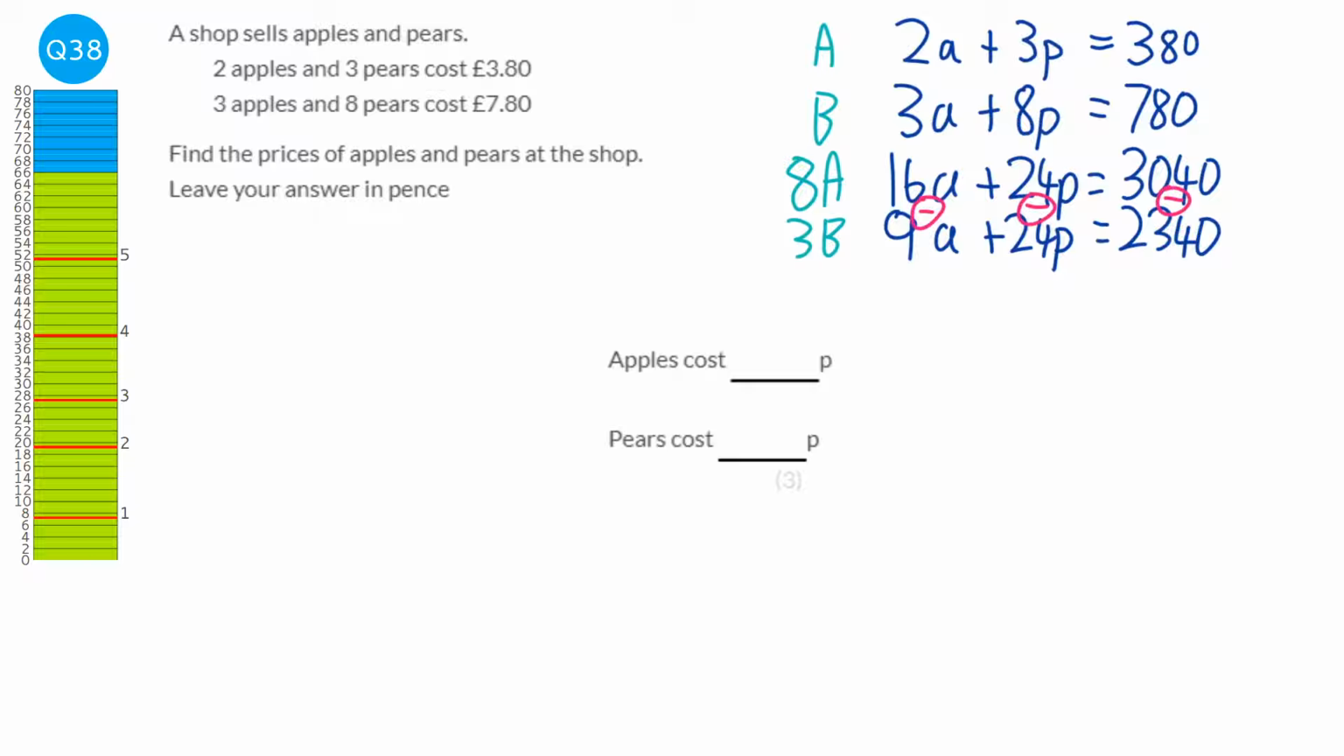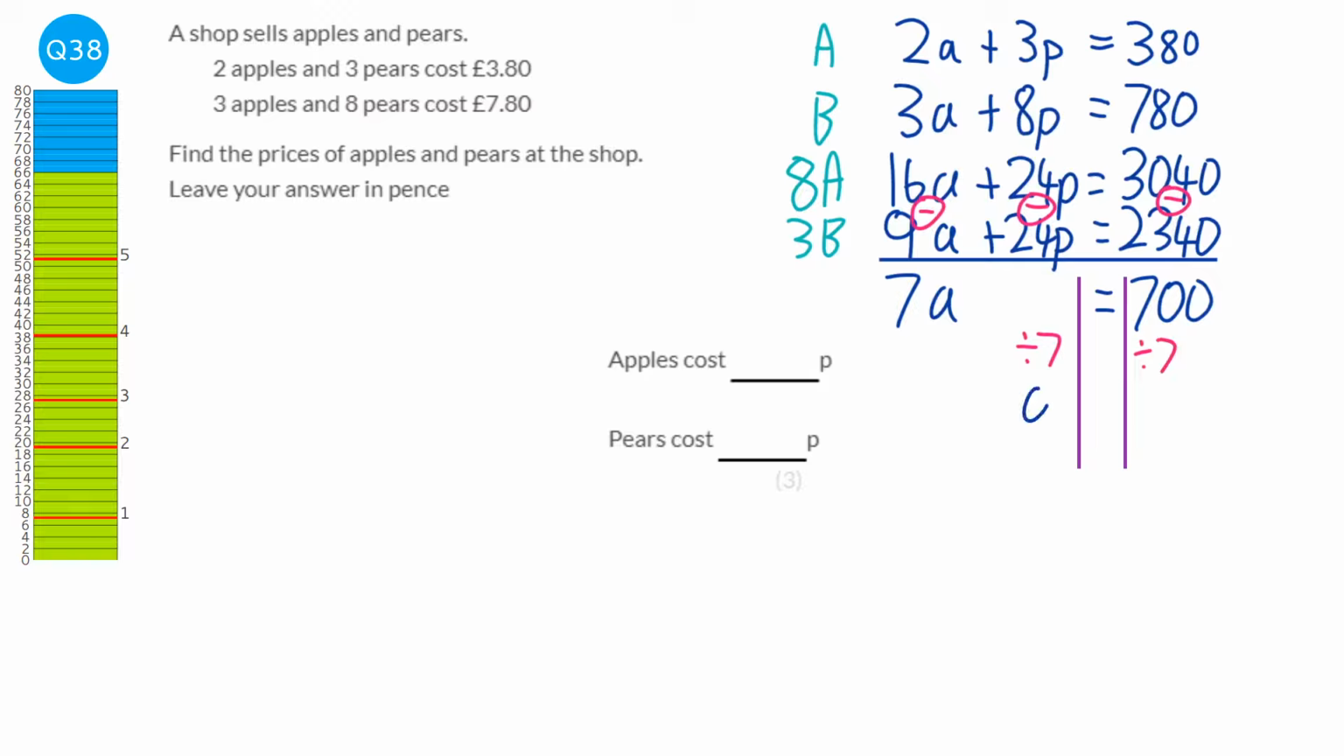So we're going to start off by doing, and I can just do a little line here to show what we're doing. So we're subtracting going downwards, and we're going to do 16a take away 9a, which will be 7a, 24p take away 24p, which is nothing, which is why we did that, to eliminate them. And then 3040 take away 2340 will be 700. Then I can put my lines in, and all I need to do now is just divide both sides by 7, and I get a equals 100. So we know that apples cost 100, or £1.